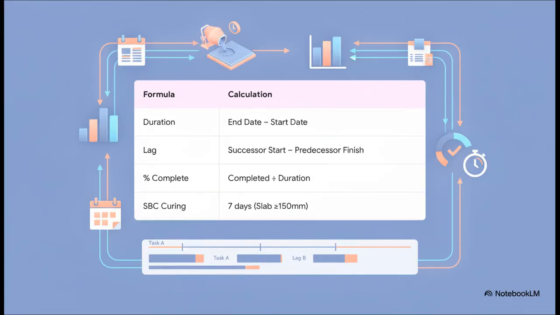And you know, behind the scenes, your software is just constantly running these simple but really powerful calculations. Here are a few key formulas to keep in mind, from calculating that lag time we talked about, to tracking your percent complete, and even those critical code requirements like the 7-day curing time for concrete under the SBC.